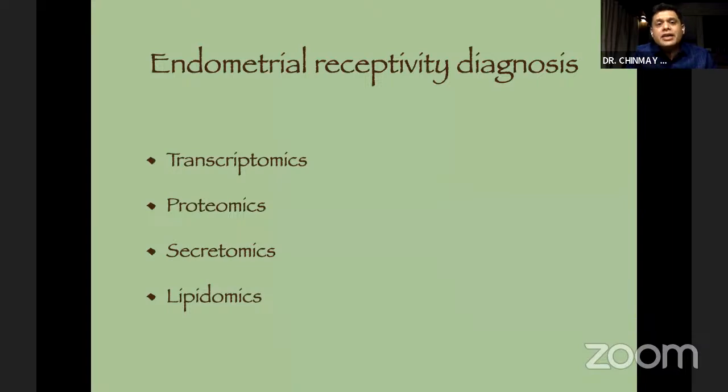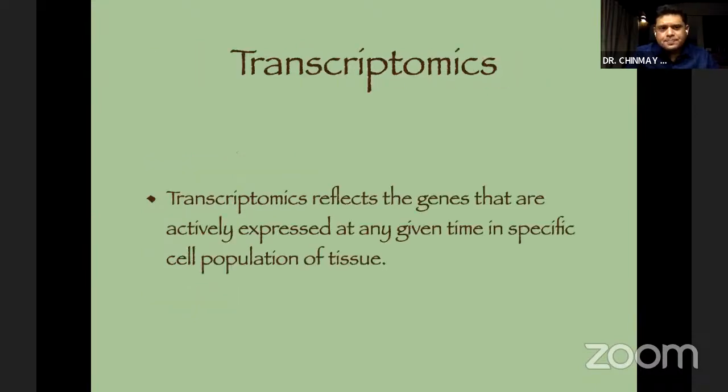So how do we actually find out the endometrial receptivity? There are various tests like transcriptomics, proteomics, secretomics, and lipidomics. Now, all of this is ever evolving and ever developing. Today's topic is about transcriptomics of endometrial receptivity. Let's begin with that.